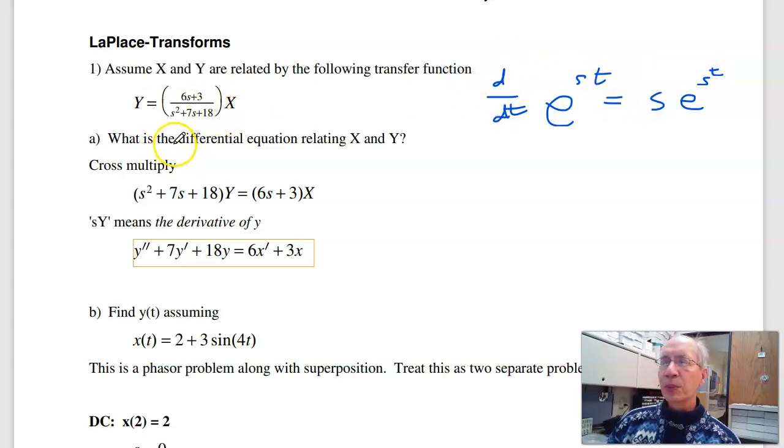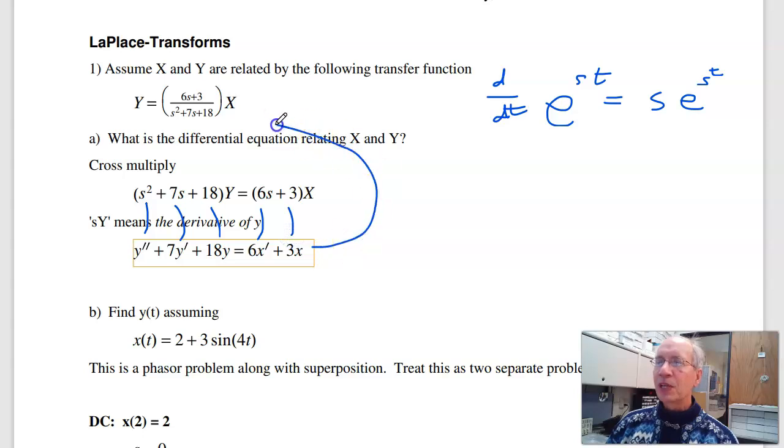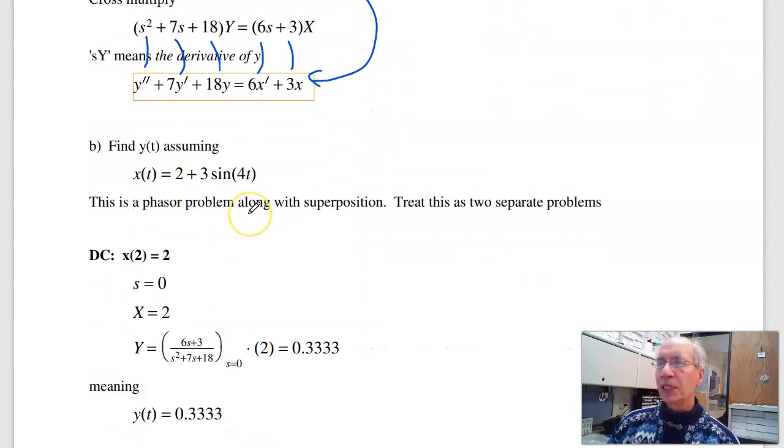When I cross multiply, I get s squared y. What that means is the second derivative of y, plus 7sy, 7 times the first derivative, 18y, equals 6 times the derivative of x, plus 3 times x. So that differential equation corresponds to that transfer function. So anytime you see a transfer function in S, think differential equation. The reason we do that is it makes part B pretty easy to solve.